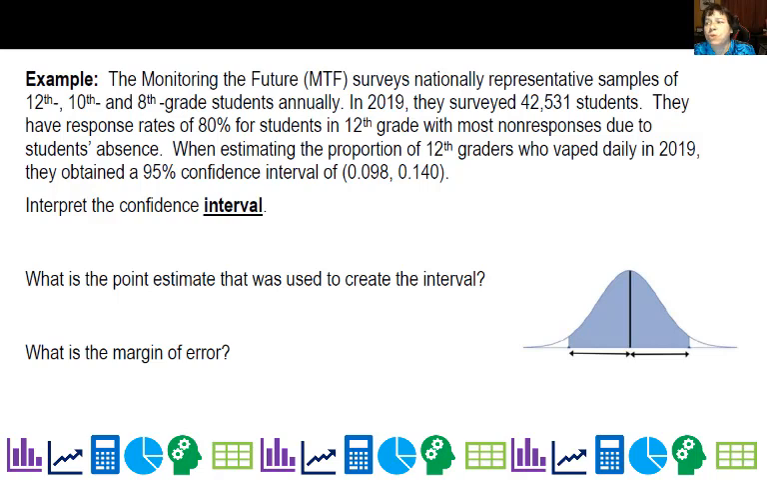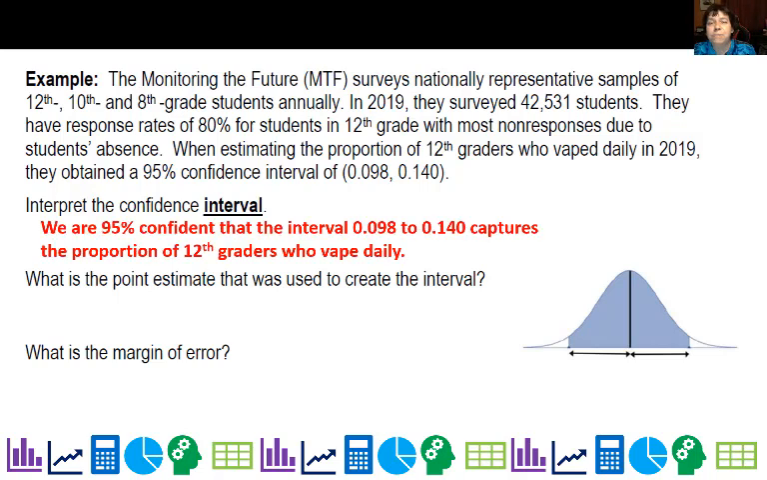When estimating the proportion of 12th graders who vape daily in 2019, they obtained a 95% confidence interval of 0.098 to 0.140. Now, I'll be honest, their intervals are actually calculated with even more complex values. We're just going to pretend it's a simple confidence interval. So how do we interpret it? Well, the interpretation is actually the same. We are 95% confident that the interval of 0.098 to 0.140 captures the proportion of 12th graders who vape daily.